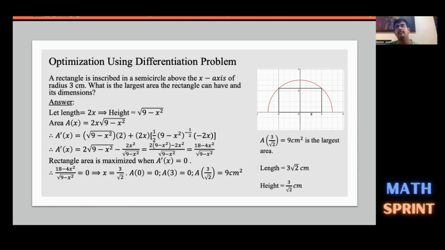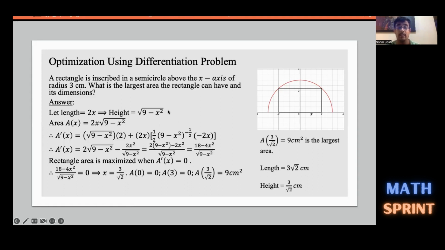So the area, as you probably already know, is the length times the height. So A of x is basically 2x times the square root of 9 minus x squared. You use differentiation to find the critical values of A, and after differentiating and equating A dash of x to 0, you find out that the critical value is x equals 3 by root 2 centimeters. You just plug this into the function A, and we figure out that A of 3 by root 2 is 9 centimeters squared.